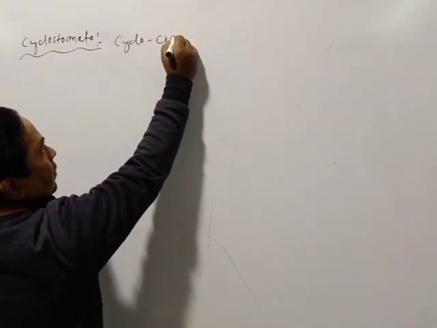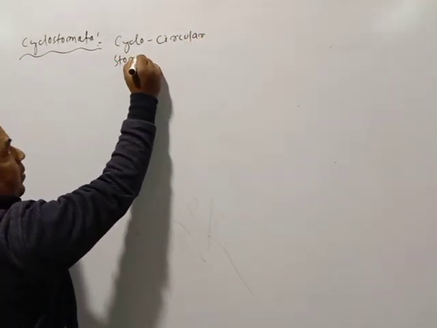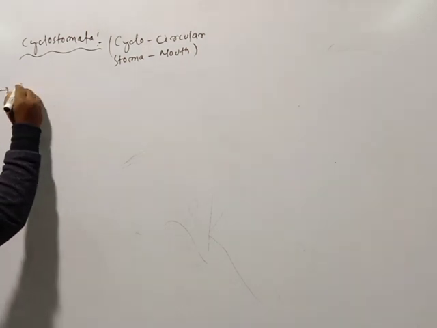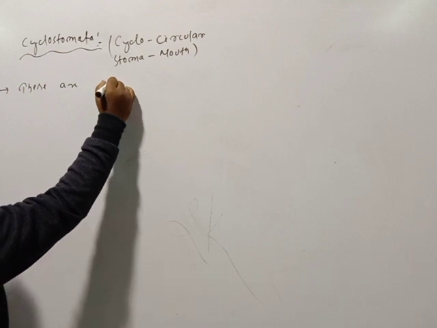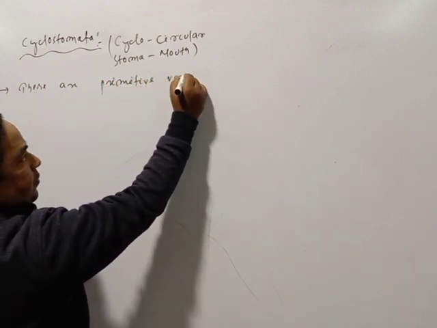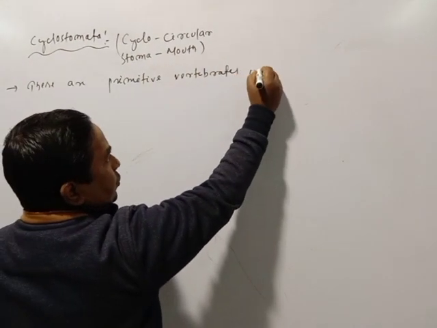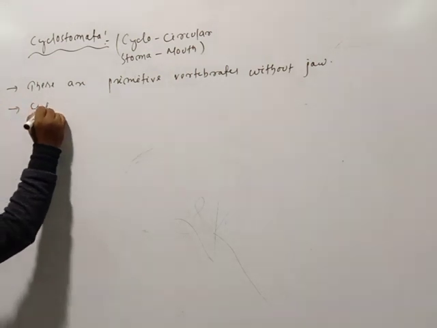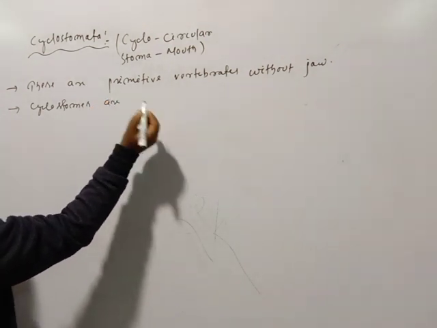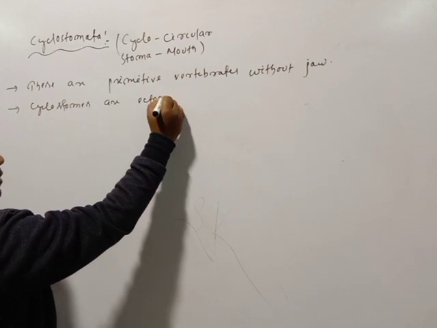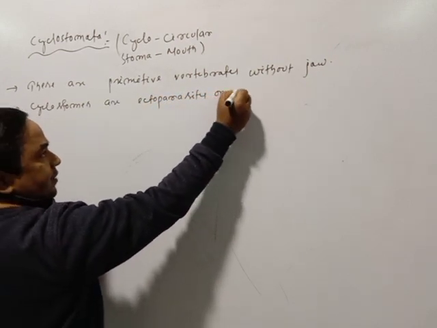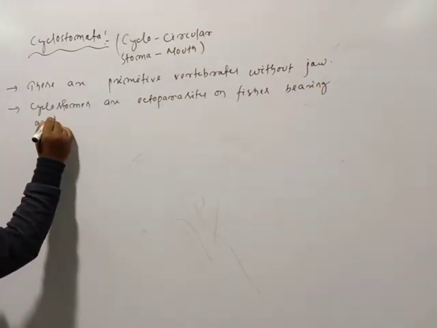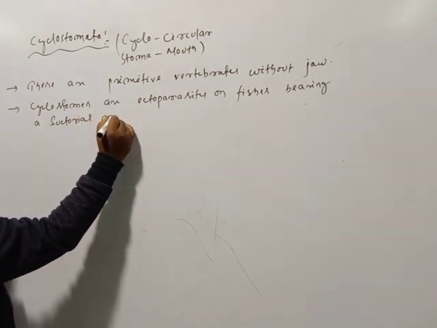Cyclo means circular, stoma means mouth. These are primitive vertebrates without jaw. Next, cyclostomes are ectoparasites on fishes, bearing a suctorial mouth.